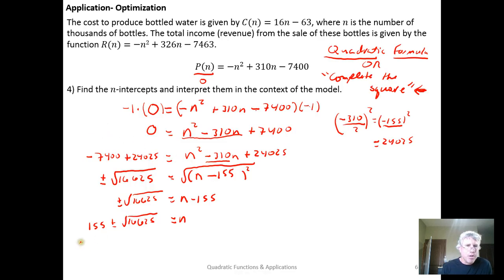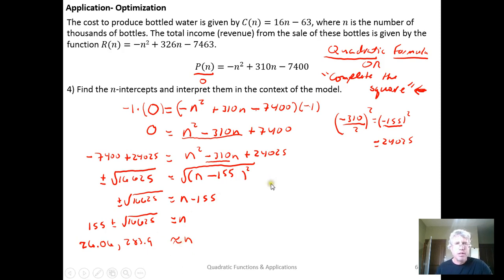It came out to be about 20. Struggling with my pen here. Came out to be about 26.06 when I calculated it. And then I did 155 plus the square root, which came out to be about 283.9. And this is approximately the n values.